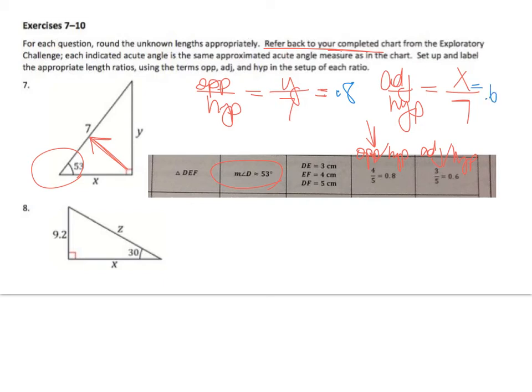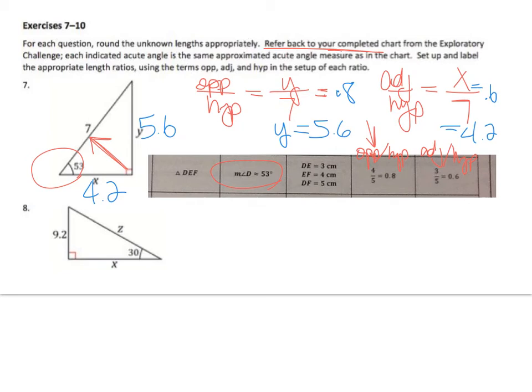So now we can solve for y. I'm just going to multiply: y equals 0.8 times 7, 5.6. 0.6 times 7, I have 4.2. So we solved for the side. So y equals 5.6 and x equals 4.2.